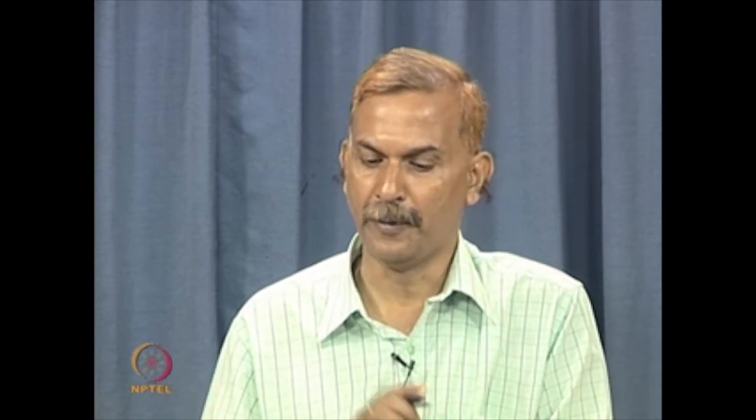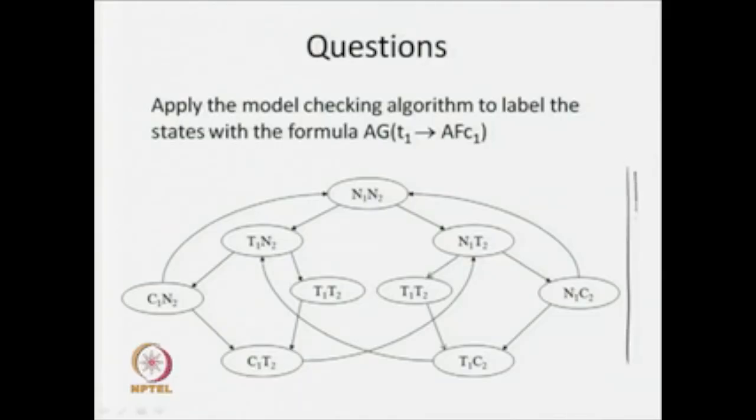So, already we have discussed this in our previous lecture, and we have seen that we can come up with a new model where one state will be broken into two different states. Okay. Now, I am giving you a question: apply the model checking algorithm to label the states with the formula AG T1 until AF C1. So, this is the liveness property that we already checked in my previous model.